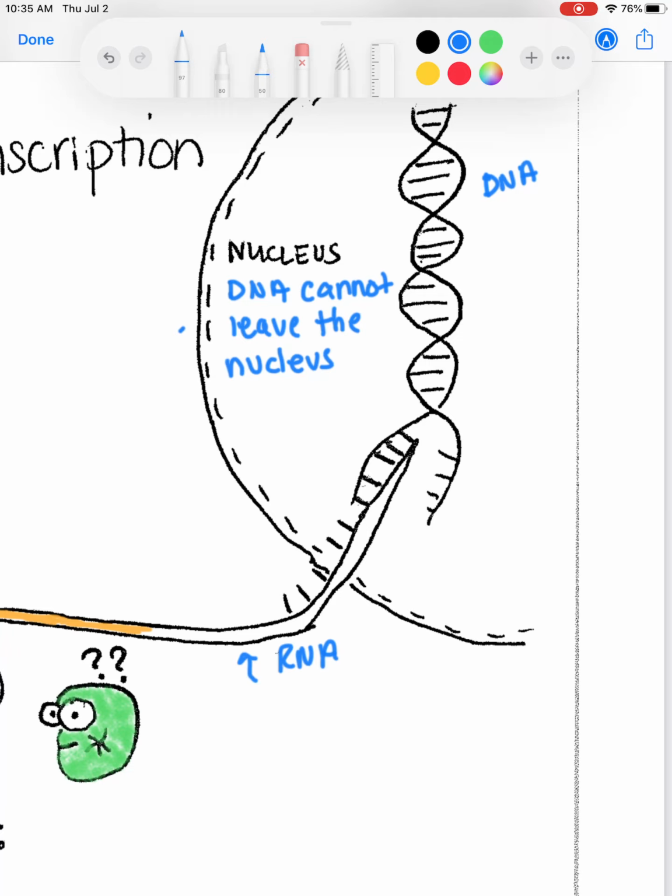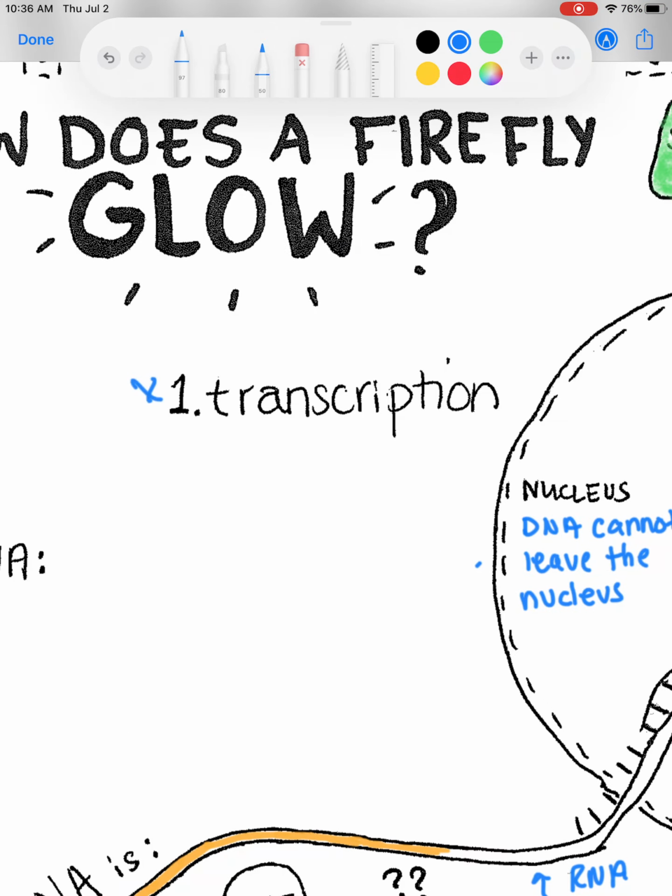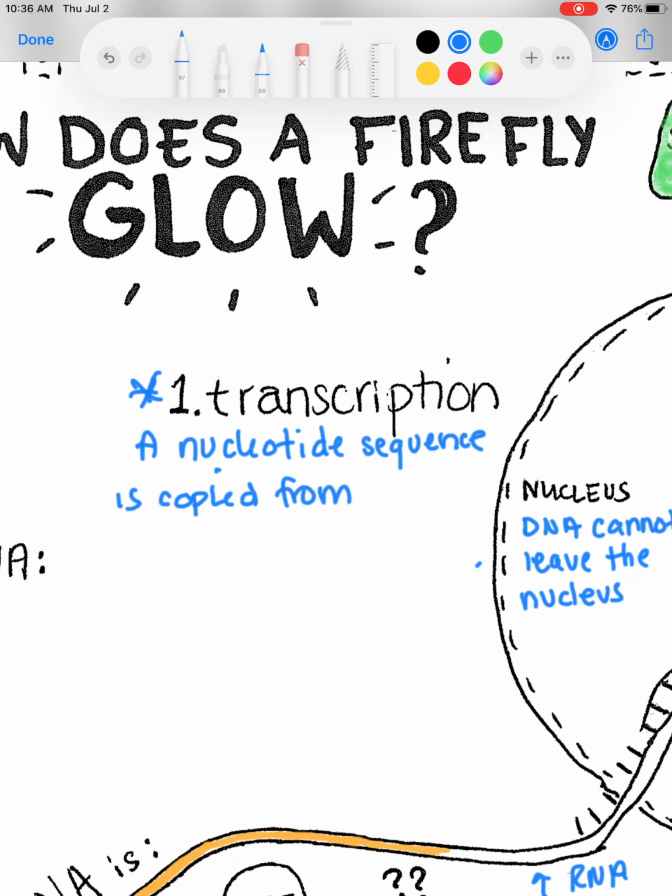So DNA and RNA don't speak the same language. As I said, it doesn't have the base thymine, it has uracil. So we're going to start with step number 1, which is called transcription. So think of this as DNA giving instructions to RNA. The RNA writes it all down, is going to take it outside of that nucleus. So a nucleotide, remember that's the A's and T's and G's and C's, or in this case U now. So a nucleotide sequence is copied, is transcribed from DNA to RNA.